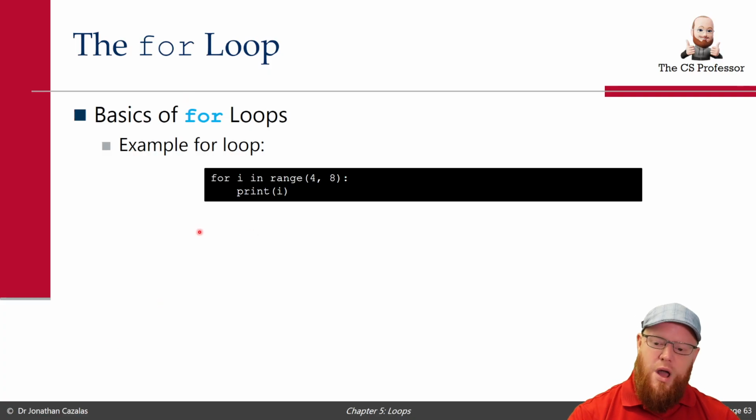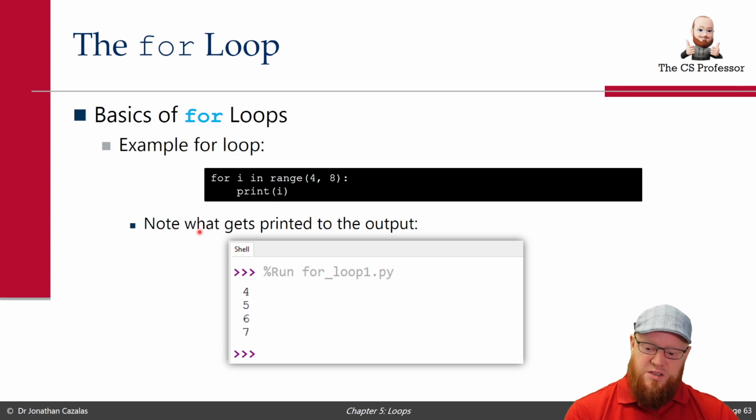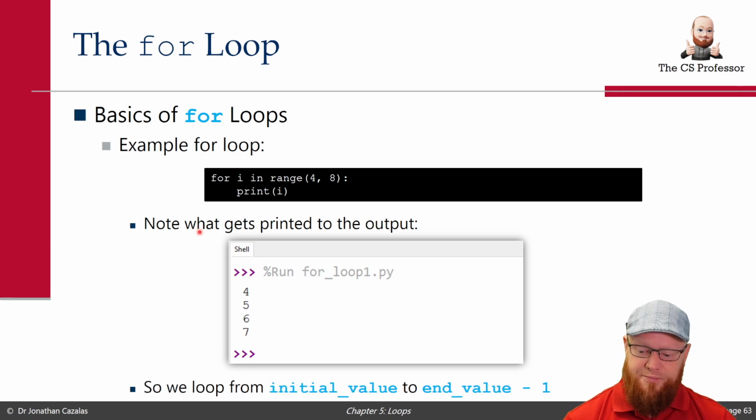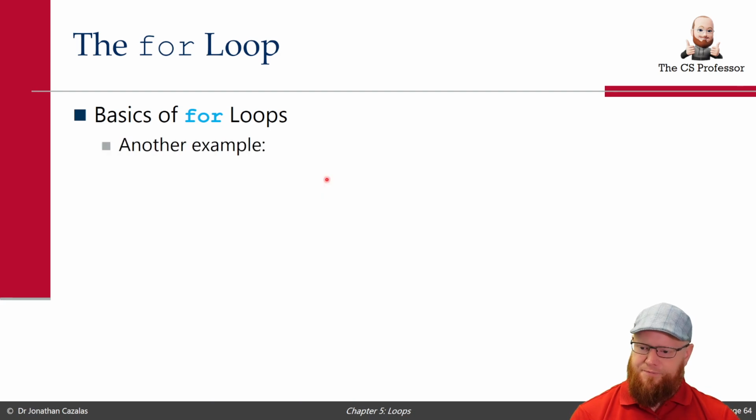So what if I said for I in range 4, 8, it's going to print 4, 5, 6, 7. Simply, we go from this initial value of 4 all the way to this value minus 1. So all the way up to 7.